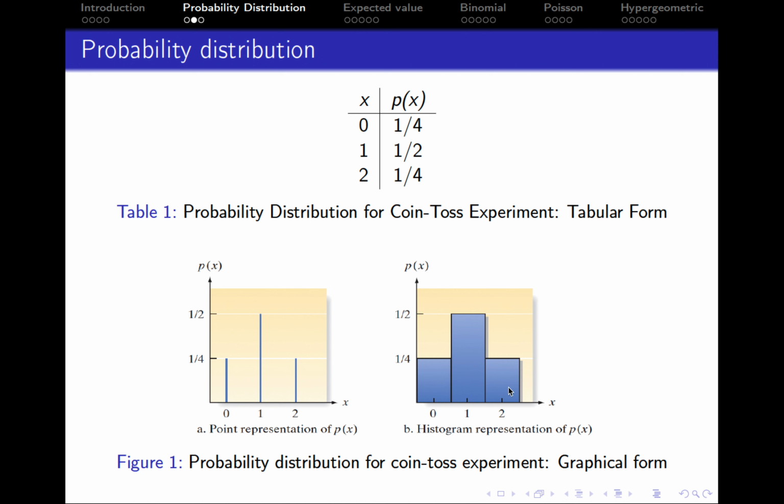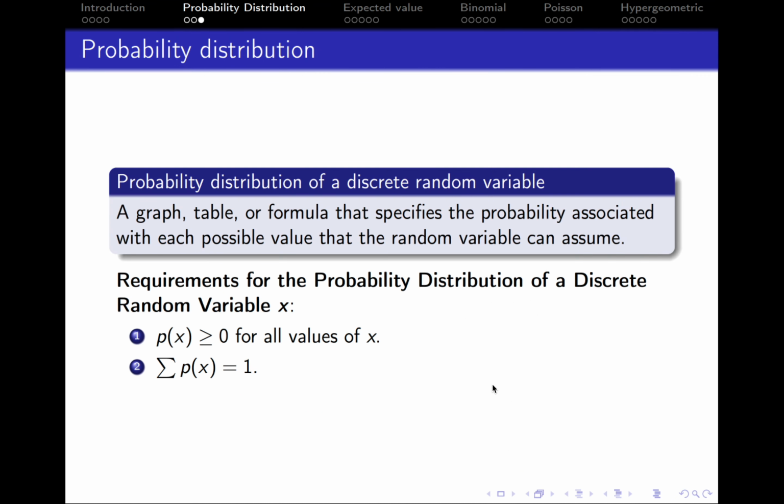And a histogram is made in a similar way. For 0 heads, we've got the bar all the way to 1/4. For 1 head, we've got the bar all the way to the probability of 1/2, and for 2 heads, we've got the bar all the way to the probability of 1/4. So as you can see, the probability distribution of any discrete random variable can be either a graph, table, or formula that specifies the probability associated with each possible value, each possible outcome that the random variable can assume.